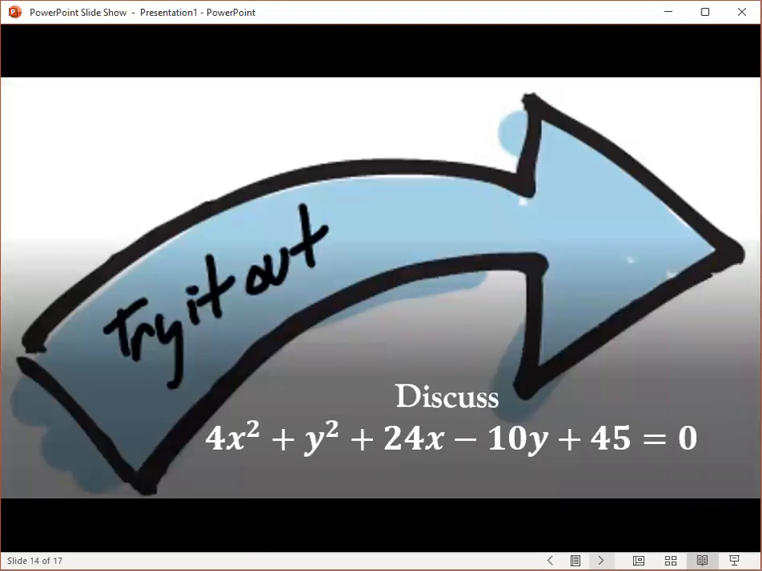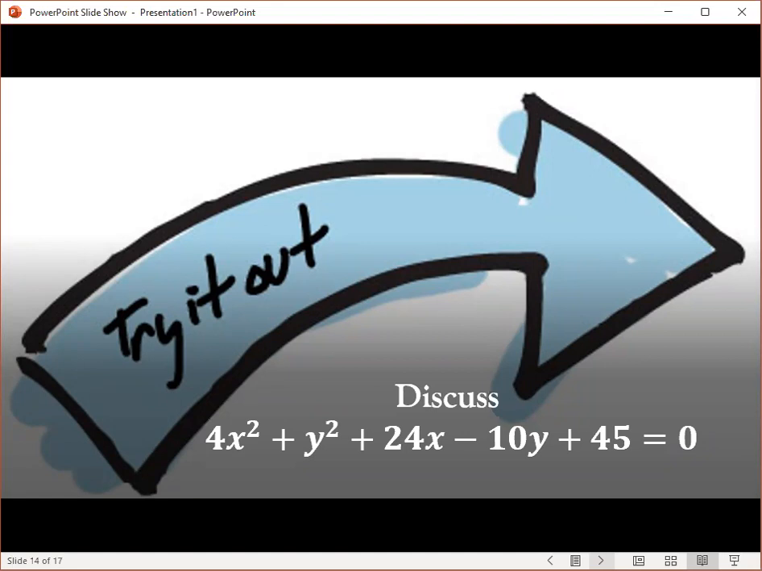So I want you to try this out. Discuss the equation 4x squared plus y squared plus 24x minus 10y plus 45 is equal to 0. All I want you to do is to convert first this general equation to its standard form and then determine the center, the vertices, the co-vertices, the foci, the endpoints of your latus rectum or the endpoints of the latera recta, the length of the major axis, the length of the minor axis.